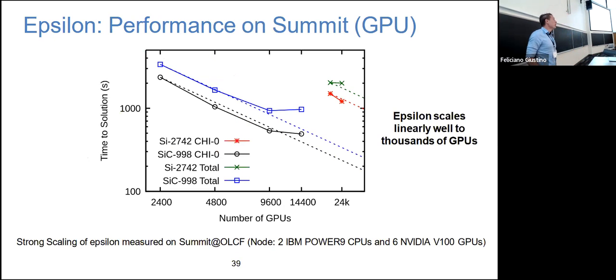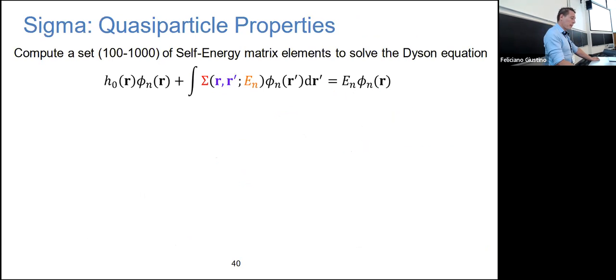Recently, we have also introduced the GPU version. Time to solution went down by an order of magnitude, and you can see here that epsilon for a much larger system, up to 2,700 atoms, can effectively scale to tens of thousands of GPUs as well. All right, so having done epsilon, let's move to sigma.